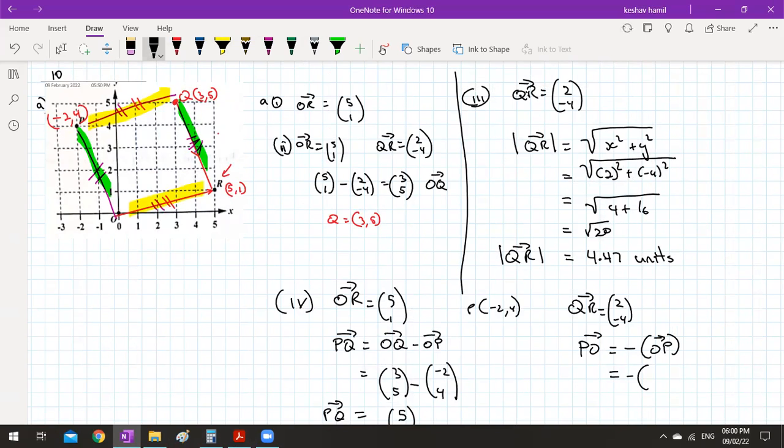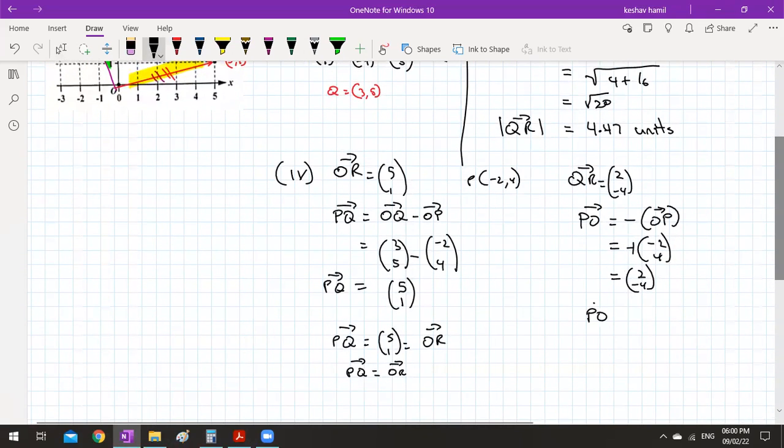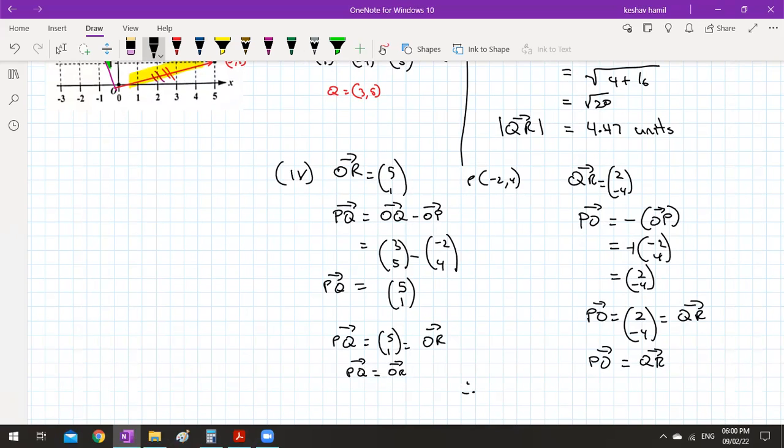And OP is (-2, 4), which is 2 over negative 4. So we multiply negative 1 by negative 2 to get positive 2, negative 1 by 4 to get negative 4. And we can see that PO is the same as (2, -4), which is the same as QR from here. So therefore PO is equal to QR, and therefore OPQR is a parallelogram.